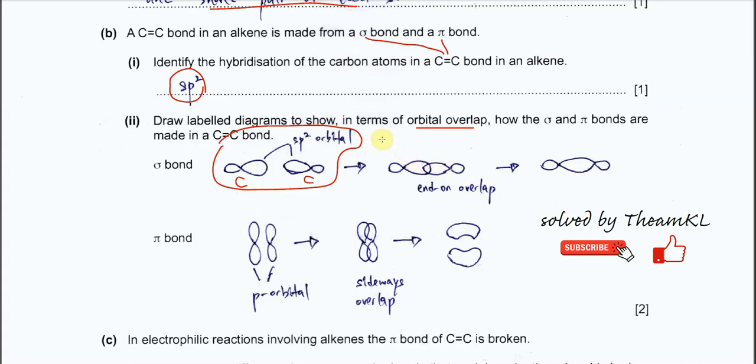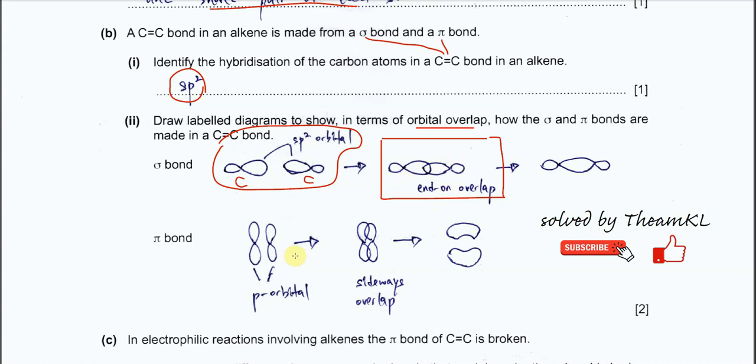At least you need to draw this part. How is the overlap? Meaning the two hybrid orbitals undergo end-on overlap, something like this. The larger loops will overlap, the smaller loops will not. Right, so this is what you need to draw.